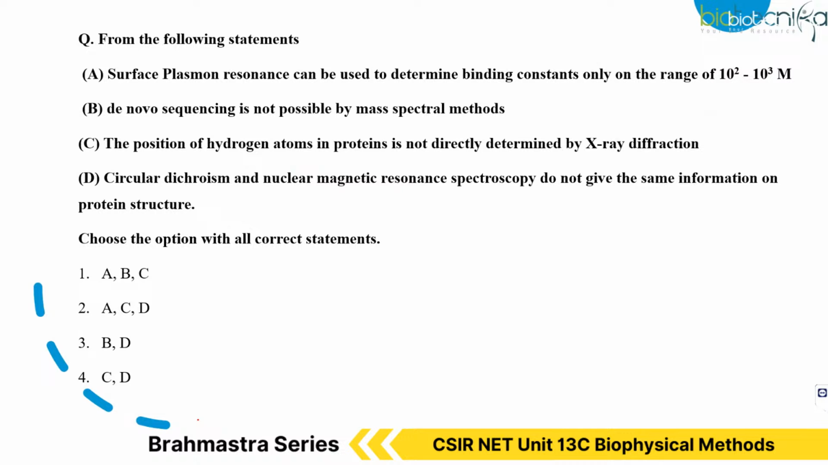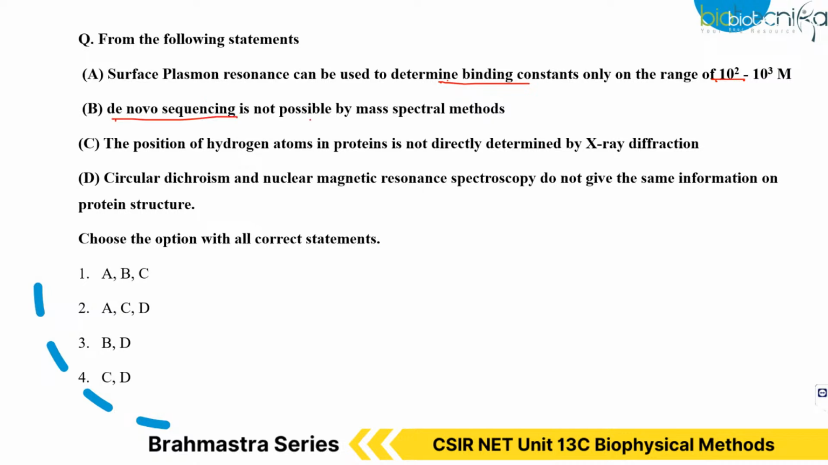Then moving over to another question. From the following statements, choose the option with all correct statements. So, statements given are A. Surface plasmon resonance can be used to determine binding constants only on range of 10 raised to power 2 to 10 raised to power 3.